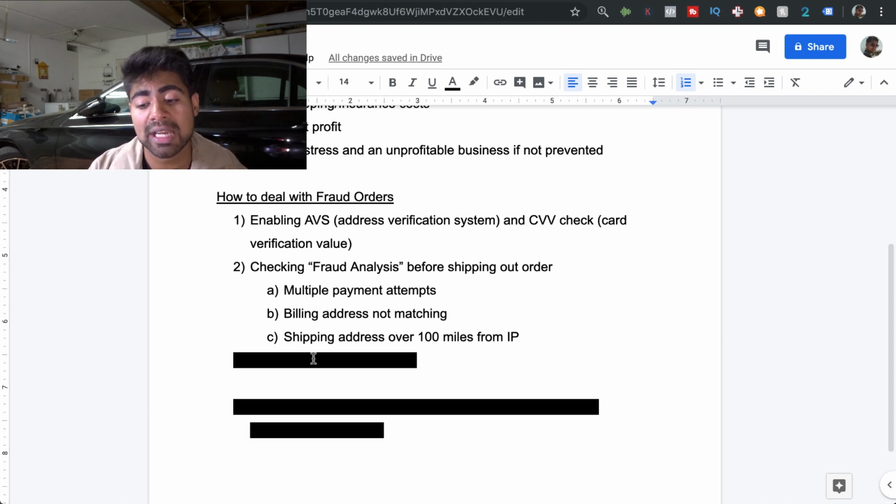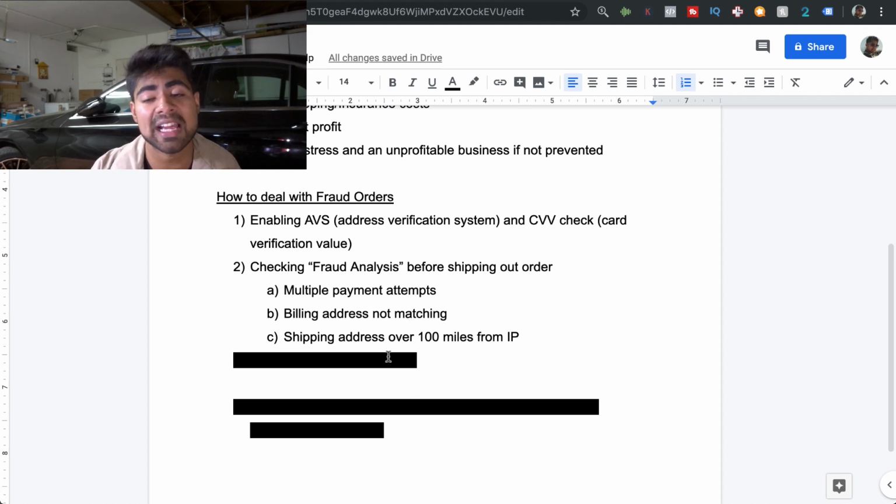But the third thing that I look at is that the shipping address is over 100 miles from the IP address. This is not always a case of a fraud order, but most of the times in my own experience, what I've noticed is if the specific order matches this, that means that that order is actually a high risk order and something that you do not want to fulfill. But again, unfortunately, even after going through all of this list, you're still going to see some fraud orders come through, and you're going to be dealing with some additional fraud orders.